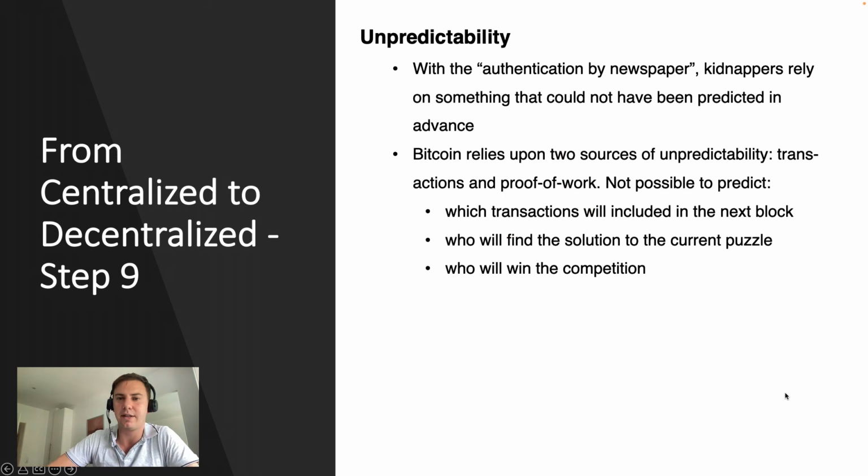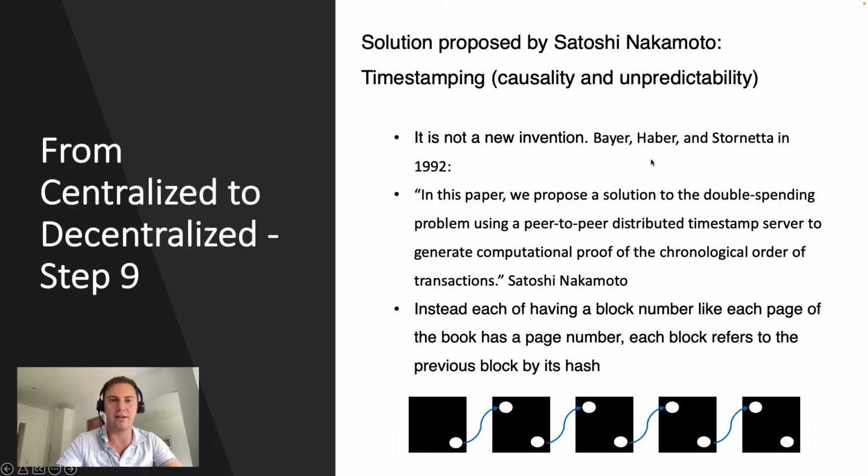The second characteristic is unpredictability. With authentication by newspaper, the kidnappers rely on something that could not have been predicted in advance. You never know the day before what will be written in the newspaper, except the author. In fact, Bitcoin relies upon two sources of unpredictability: transactions and proof of work. Just like nobody can predict what tomorrow's newspaper will look like, nobody can predict what the next Bitcoin block will look like. You cannot predict what transactions are going to be included because you cannot predict what transactions are going to be broadcast in the future. And more importantly, you cannot predict who will find the solution to the current proof of work puzzle and what the solution will be. It's very important to understand both, because they are both part of time in the decentralized world.